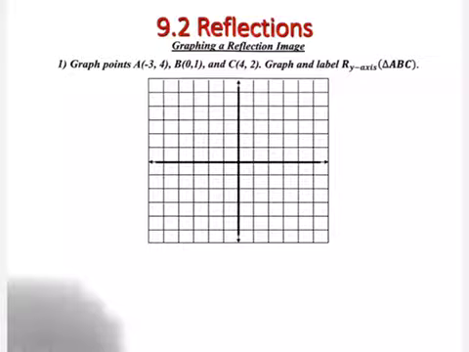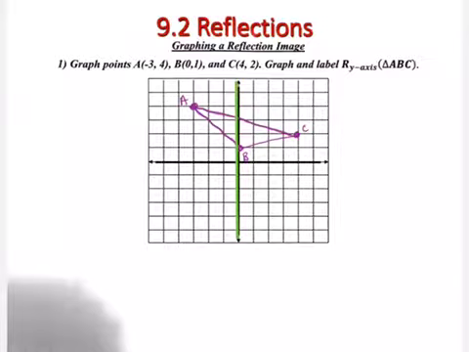Here we want to graph the points A, -3, 4, B, 0, 1, and C, 4, 2. So we'll graph those first. So A, B, and then C. And this time they want to know what is the image of ABC reflected over the y-axis? So remember, the y-axis is your vertical axis. And so we will reflect across that.